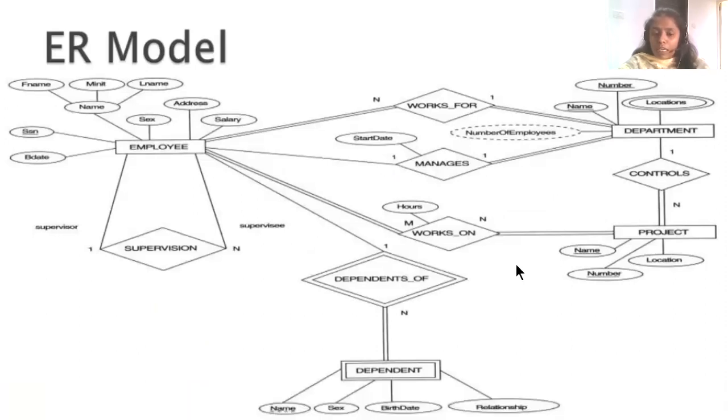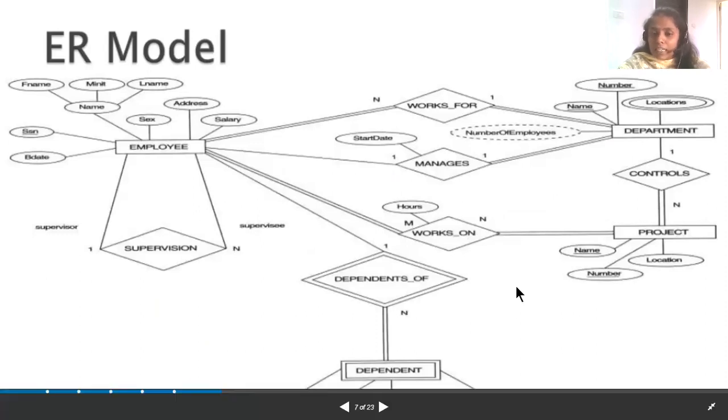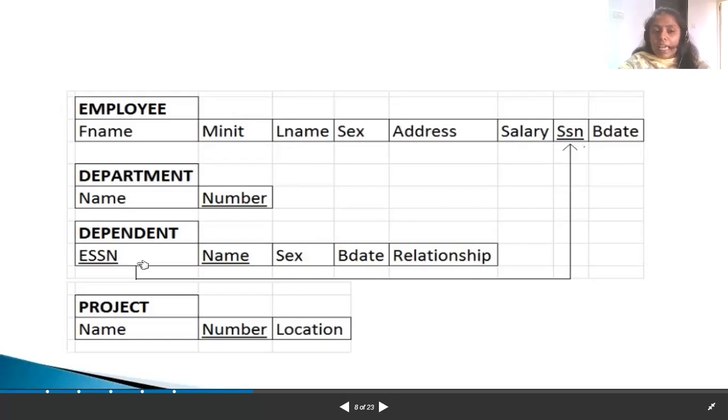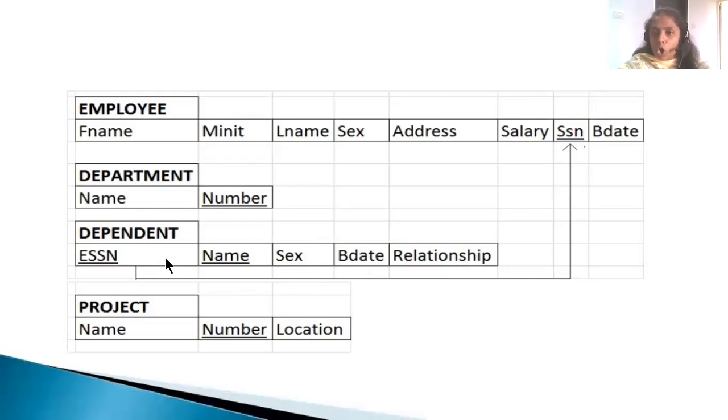What are the attributes for the dependent? Name, sex, birth date, and the relationship. You can see down there, all are the attributes of the dependent table that we will be writing: ESSN number, name, sex, birth date, relationship. And the weak entity will be depending on the strong entity. Here, as per our ER diagram, the dependent will be depending upon the entity employee.